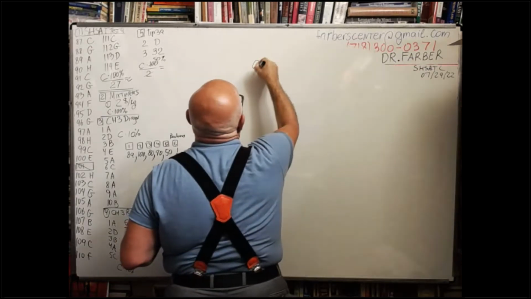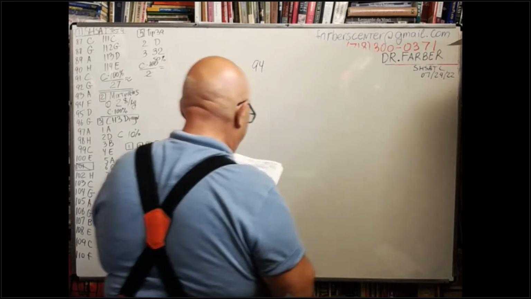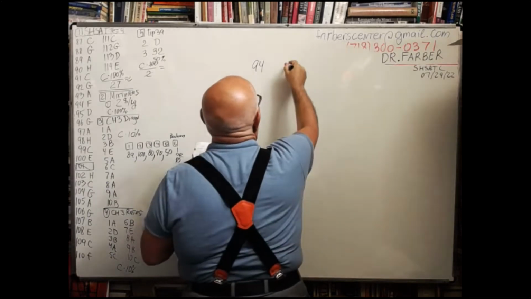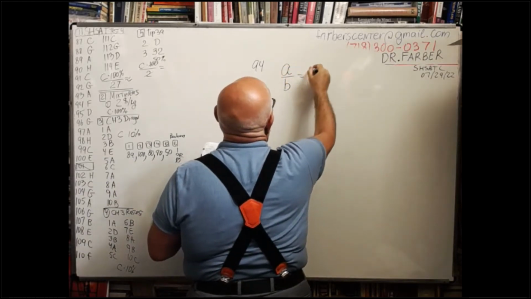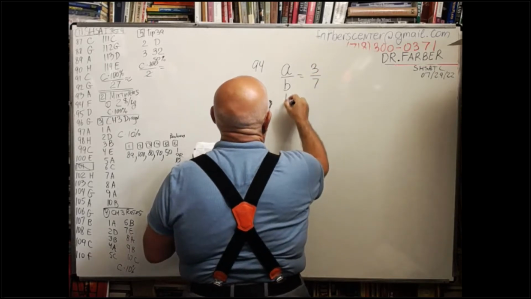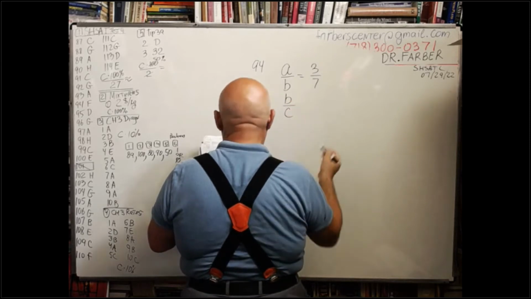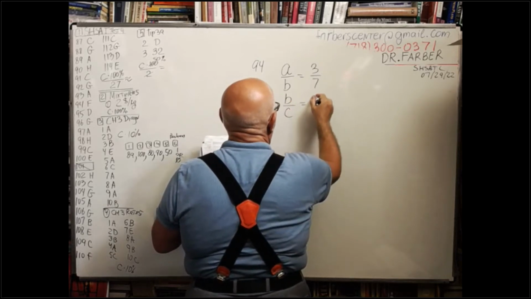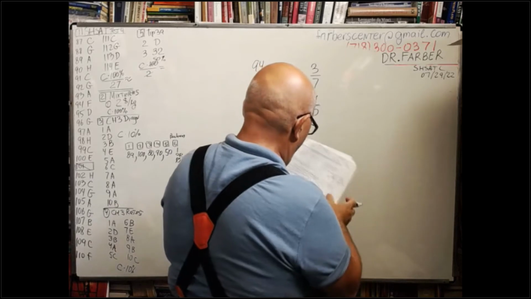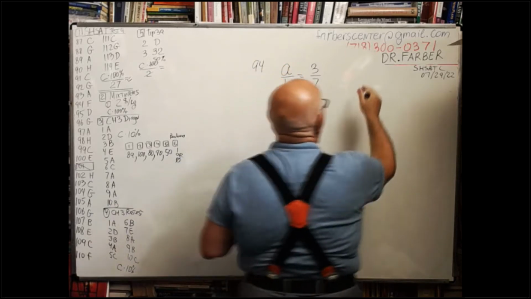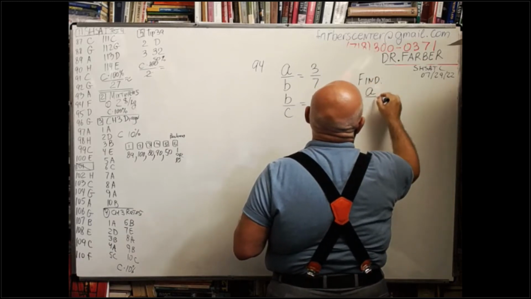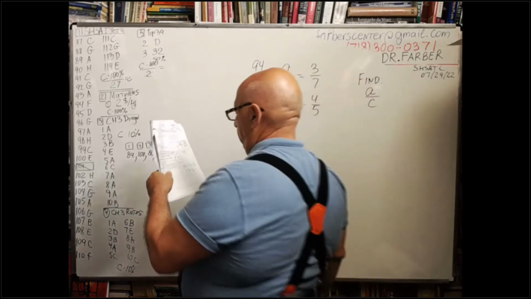What is given in 94? A over B equals 3 over 7. And B over C, or B to C, equals 4 over 5. What is the question? Find A over C. Find A to C, if I correct it. A to C, A over B.